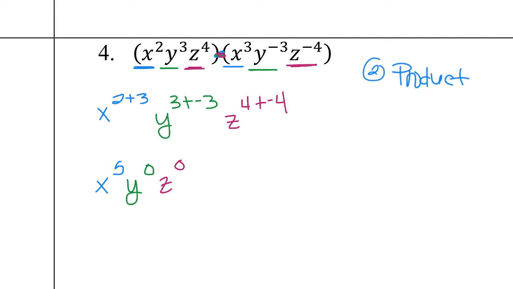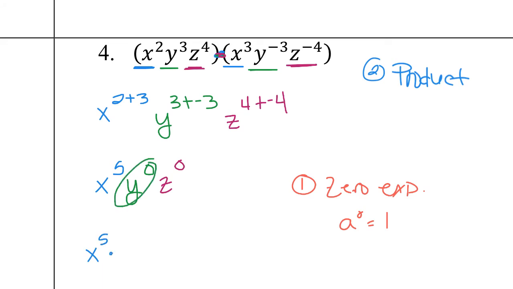Now the last rule that we're going to apply is actually the first rule we talked about, which was those 0 exponents. Anything with a 0 exponent is actually a 1. So what we really have is x to the fifth times, well, this y to the 0 is really a 1, times, well, z to the 0 is also a 1. So x to the fifth times 1 is just equal to x to the fifth.